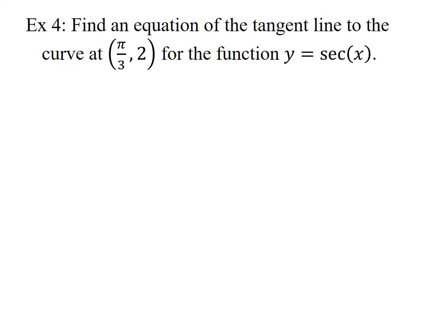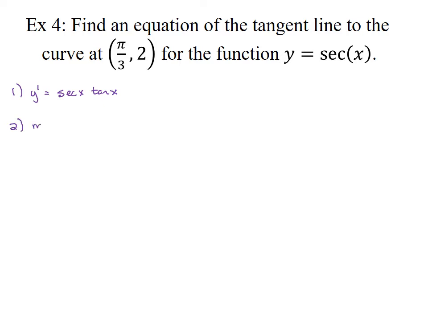All right. Tangent line. So we did tangent lines in the last section. We're going to do tangent lines in this section as well. So that means we're going to find the equation of the tangent line to the curve at pi over 3, 2 for the function y equals secant of x. All right, so kind of from earlier, step number 1, find your derivative. So from your chart in this section, the derivative of secant x is secant x tangent of x.